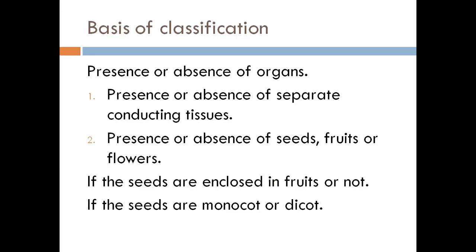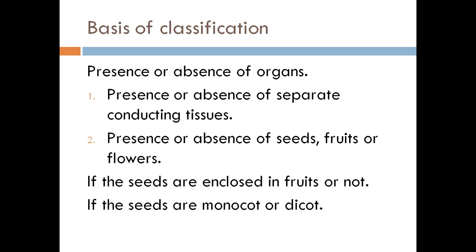Let us see first what are the bases of classification, that means on what basis the classification is done. First is presence or absence of organs. Presence or absence of organs, in the sense there are some organs which are not present in all the plants, or which are present in few plants and perform particular functions, while in some of the plants those organs are not present but other organs perform those functions.